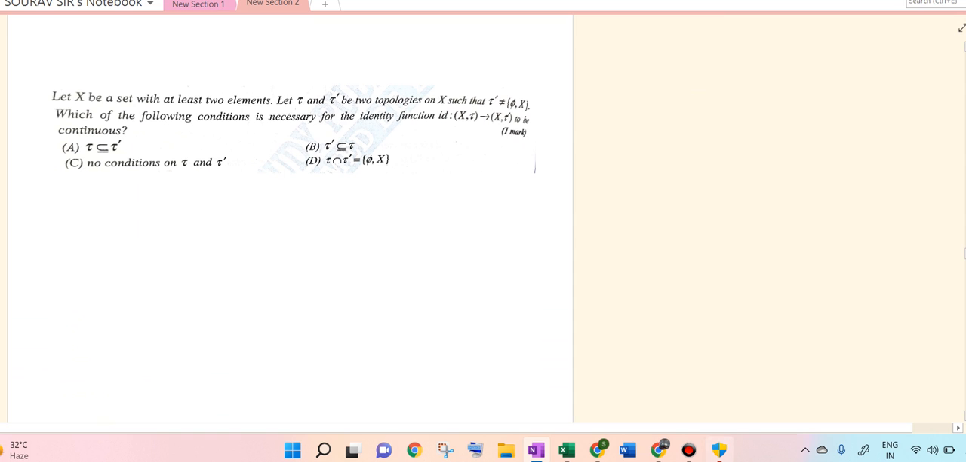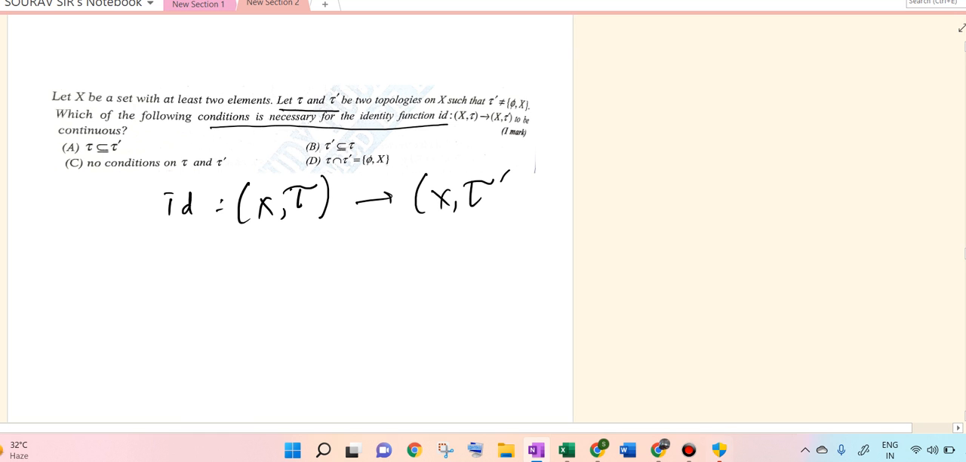Let X be a set with at least two elements, and tau and tau prime are two topological spaces on X, and the identity function is continuous. Which of them is true? Okay, so let the identity from (X, tau) to (X, tau hat) be continuous.